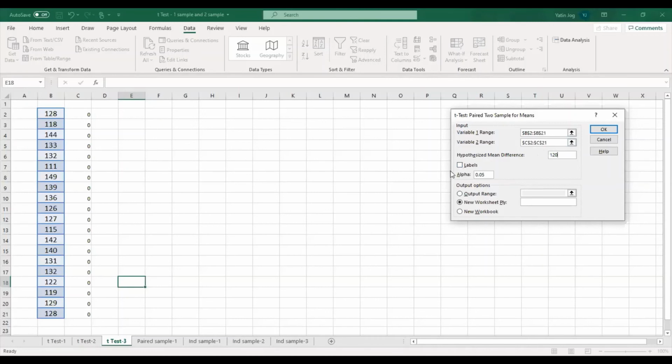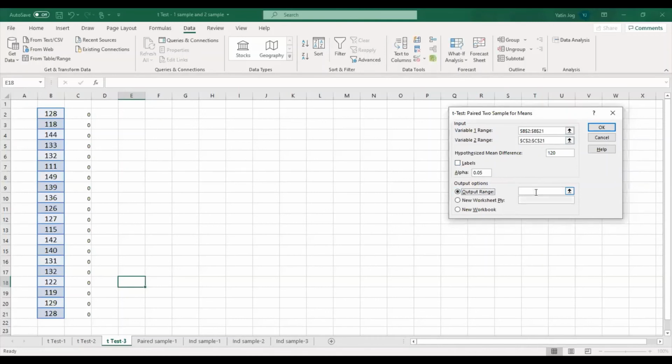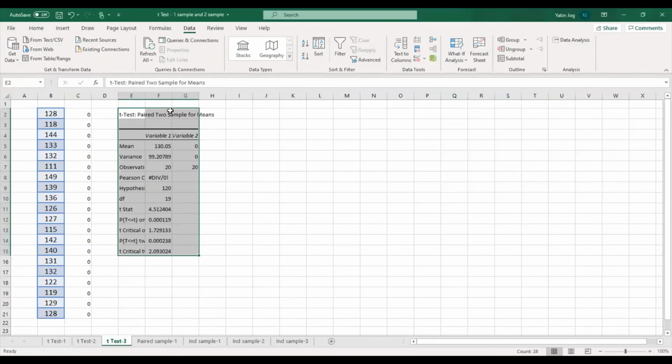Labels, I don't have any labels in my first row. Alpha, I'll keep it as 0.05, which is the default one. And for output, suppose I want to start from this location. Then I'll click on OK. So what I get is this output.